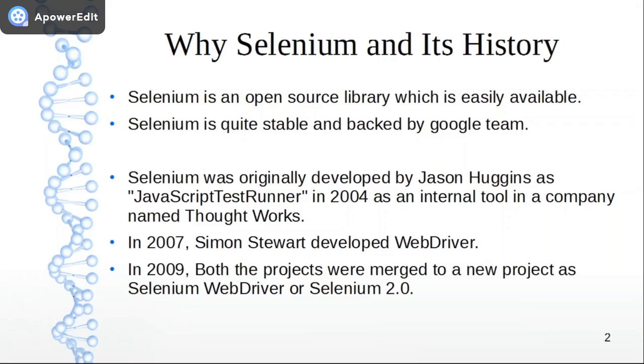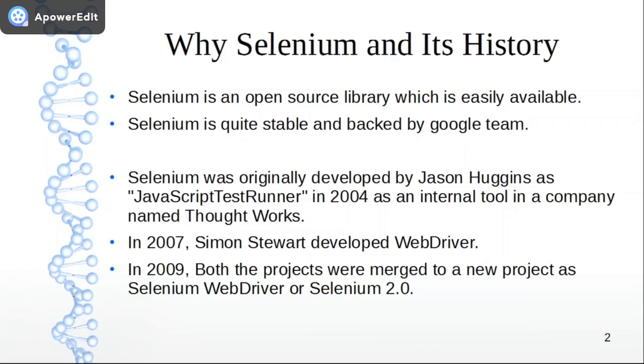Talking about its history, Selenium was originally developed by Jason Huggins as a JavaScript test runner in 2004, as an internal tool in a company named ThoughtWorks. He must have been facing some manual effort on a daily basis, so to overcome those daily challenges he came up with a solution, which was Selenium 1.0. Later on, in 2007, everybody appreciated his work, and people started working on it.